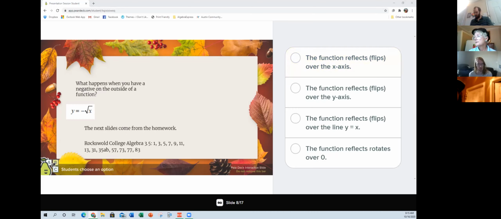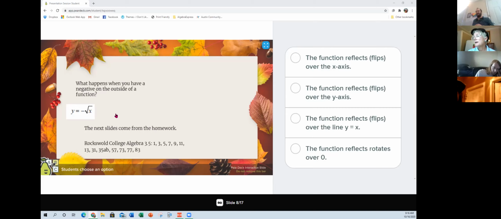The last one before we start the homework. What happens when you have a negative on the outside of a function? Oops, I should have said inside of the function. I messed up. So I'm just going to tell you, if it's on the inside of a function, it'll flip over the y-axis. So that's what I meant to put here.